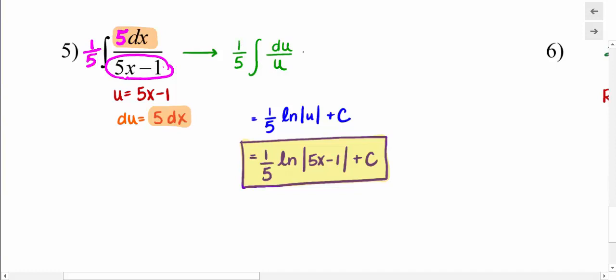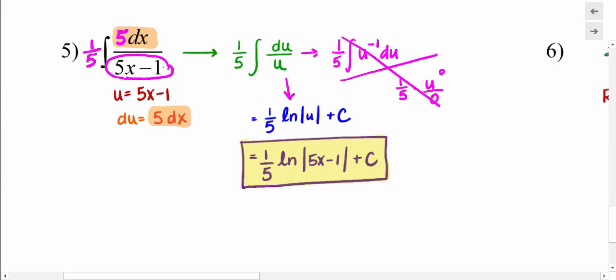And if I thought this was power rule, I might try it and say that I'm integrating u to the -1 du. But when I add 1 to that power, I get 0. And divide by 0, I know, oh yeah, it's not the power rule. That is the natural log. And just don't forget your absolute value bars, because that's what makes your domain match.